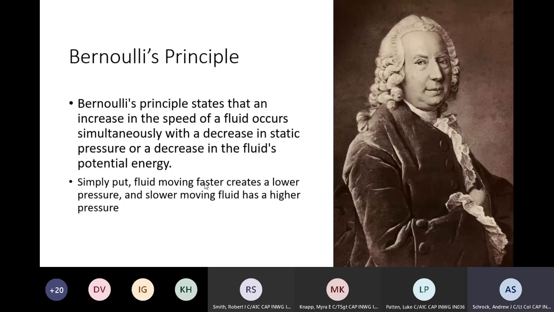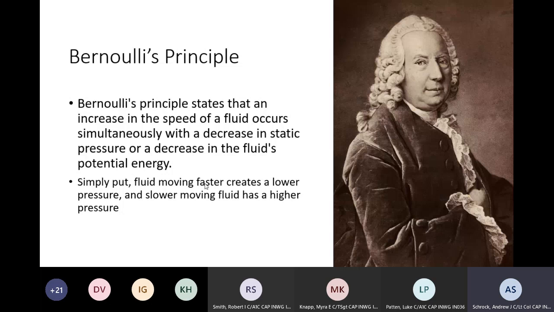So Bernoulli's principle, we need to understand what this is, what it states. Bernoulli's principle states that an increase in the speed of a fluid occurs simultaneously with a decrease in static pressure or a decrease in the fluid's potential energy. Simply put, fluid moving faster creates a lower pressure, and slower moving fluid has a higher pressure. When people hear the word fluid, they typically think of liquids like water. However, gases like air are also fluids. So Bernoulli's principle pertains to air as well.